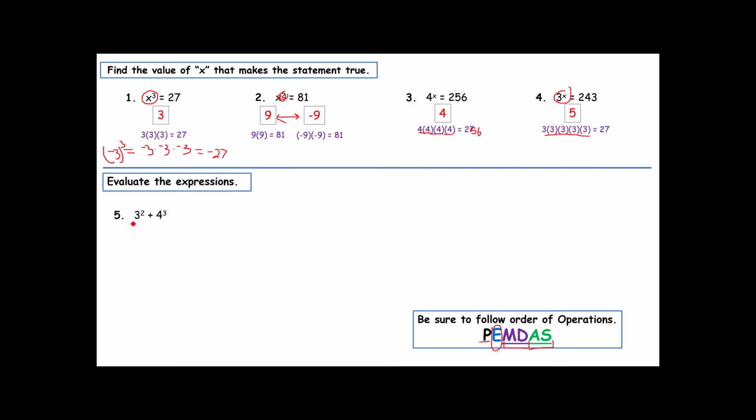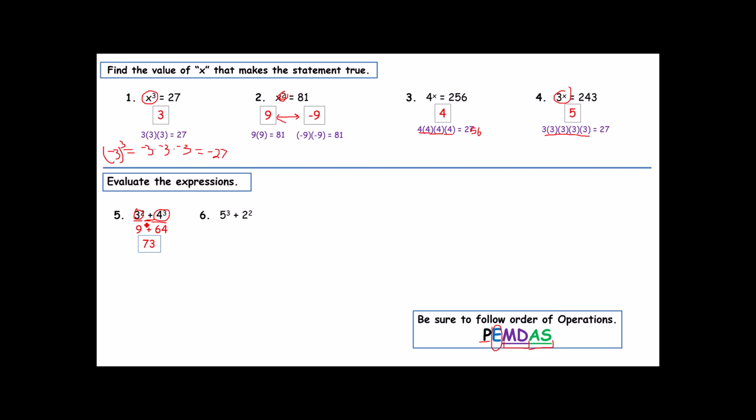So in this problem, I'm going to do the exponents first. 3 squared is 9. 4 to the third is 64. You get 73. Notice, technically, I should have done this, then done this, possibly in 2 separate steps. But because I knew they wouldn't affect each other until they got added at the end, it was okay to do them at the same time.